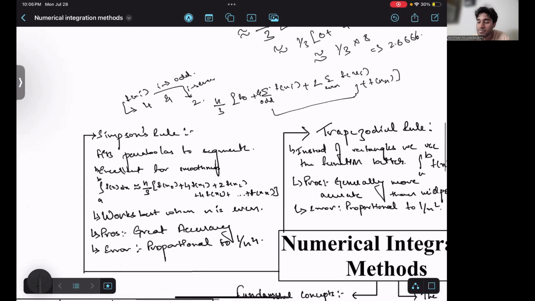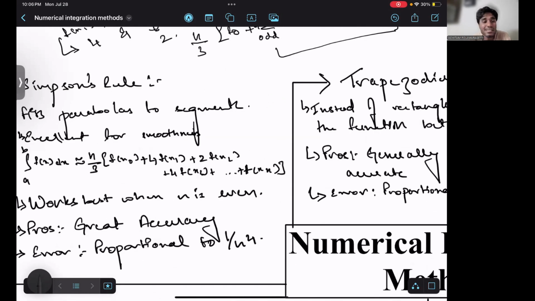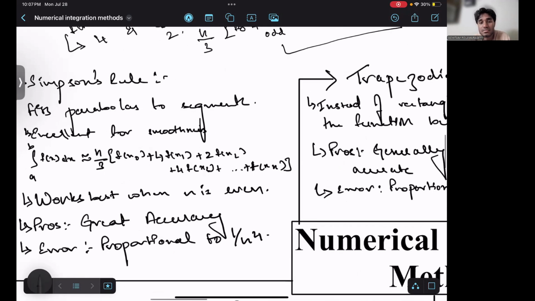So the pros of Simpson's rule is that it has great accuracy. The error is also proportional to 1 by n to the power of 4. So the error decreases as rapidly as the function 1 by n to the power of 4 decreases. So small increases in the number of intervals can give us a better approximation using this rule.